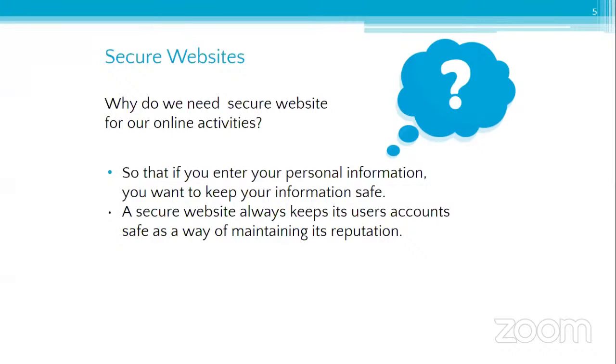The first one we are looking at is the secure website, where your data is encrypted in a way that you will be the only authorized person to access it. Nobody outside of you can have access to that data. A secure website always keeps its users' accounts safe as a way of maintaining its reputation. Website owners also need to keep their websites safe, because if a company is attacked, it will bring bad reputation to them. Banking agencies, for example, will lose reputation in a way that their customers may lose hope in the safety of their accounts.